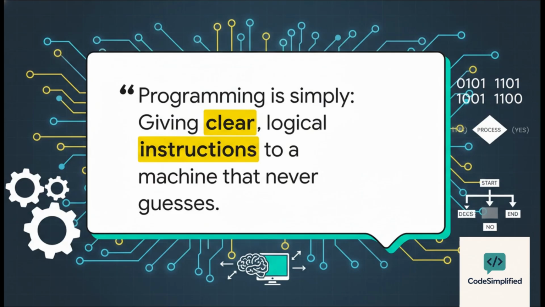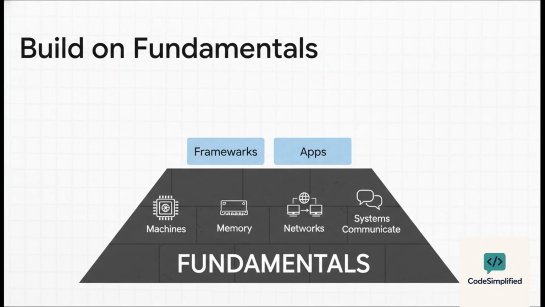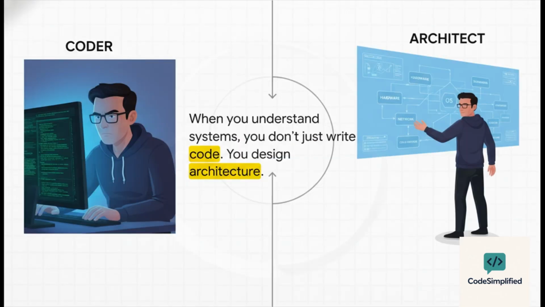If your logic has a mistake, the output will have a mistake. If your logic is perfect, the machine will do its job perfectly. Every single time. And this is why just jumping straight into the latest, fanciest framework can be a big mistake. Before you do any of that, you really, really need to get these fundamentals down. How the machine actually works, how it handles memory, how networks talk to each other, and just how all these systems communicate. Because here's the payoff. When you truly understand the whole system, from the metal of the hardware all the way up to the network, you stop being someone who just writes lines of code. You start designing architecture. You start solving real, complex problems. That's when you become a true developer.